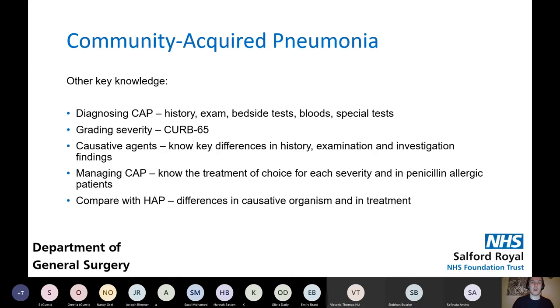So in Salford, for example, where I work, patients that can't have penicillin and have a hospital acquired pneumonia, so we treat them as seriously as CURB 4 or 5 CAPs, they get treated with IV levofloxacin. Just have an idea that somebody that's penicillin allergic and has a CURB score of 0 or 1, you wouldn't be giving them levofloxacin for that. What you would probably do is give them clarithromycin or something like that.